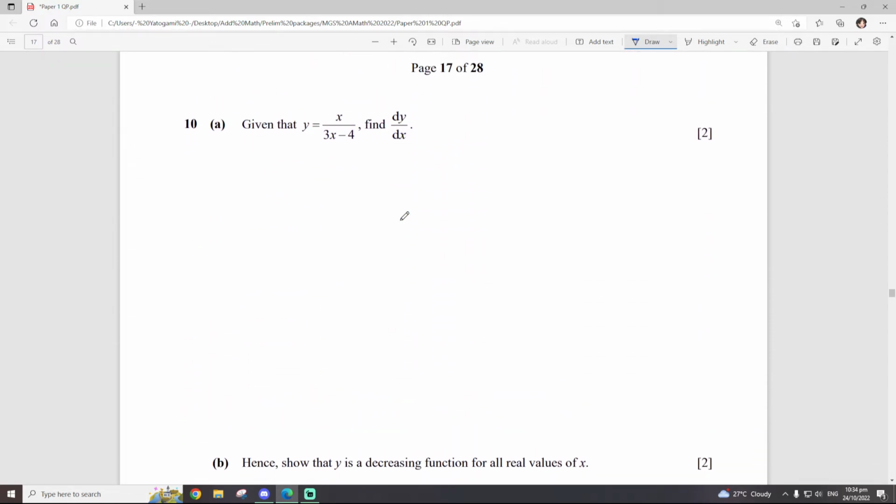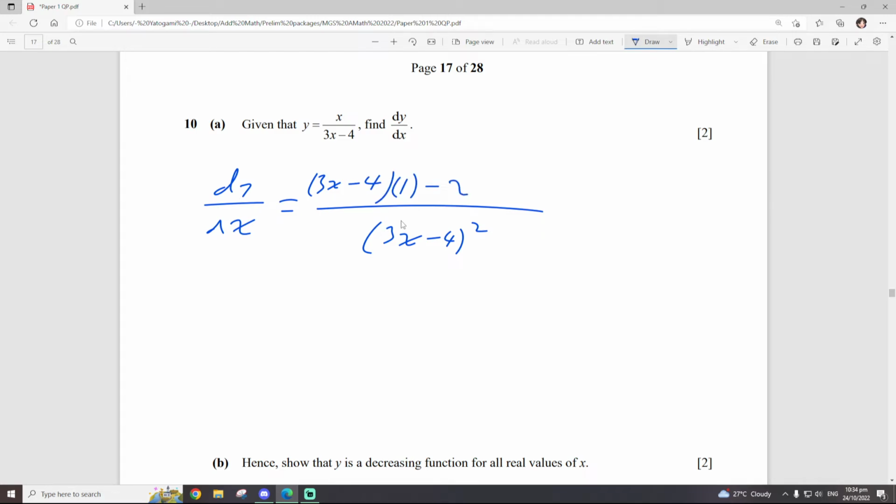Given that y is x over 3x minus 4, find dy/dx. Okay, so quotient rule. The denominator is 3x minus 4 squared. So keep the denominator first. Differentiate the numerator, you get 1. Now subtract x, and the derivative of the denominator is 3. So you get 3x minus 4 minus 3x. So you just get negative 4 over 3x minus 4 squared.